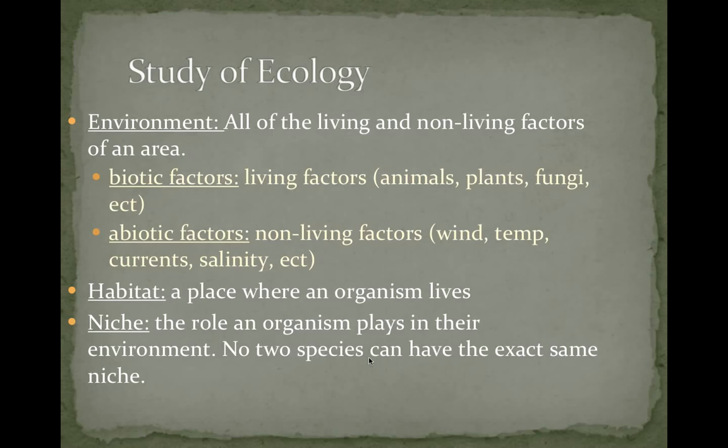Now, no two species can have the exact same niche. There are species that have similar niches, but they don't have the exact same niche, because if you had two species that had the exact same niche, one of them would eventually outcompete the other one. They can't have the exact same niche. So let me give you an example of this.